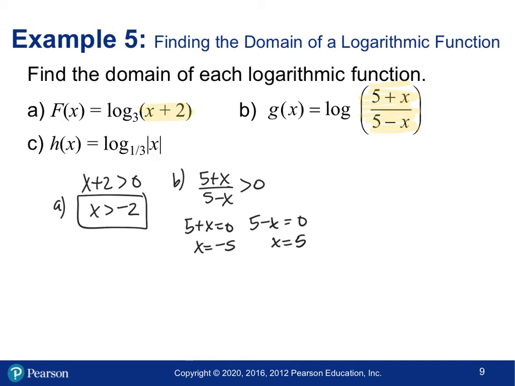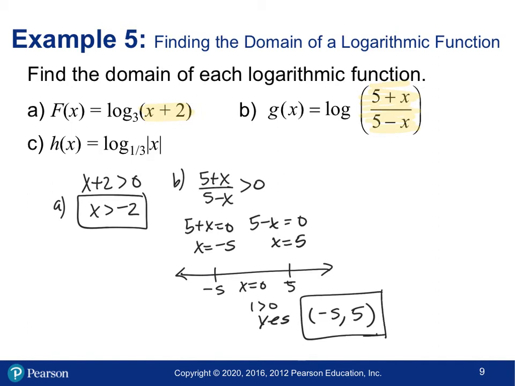So basically, I'm testing from -5 to 5 and seeing where it falls. It's either going to be on either side or in the middle. So I'm going to just test x equal to 0. If I put 0 in my original equation, I would get 5 over 5, so that's 1. 1 is greater than 0. That would be a yes. So I know the interval from -5 to 5 would be my domain, my solution set.